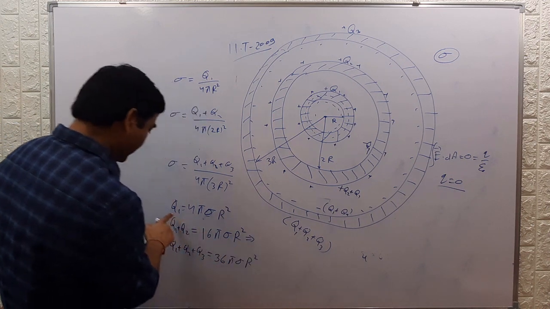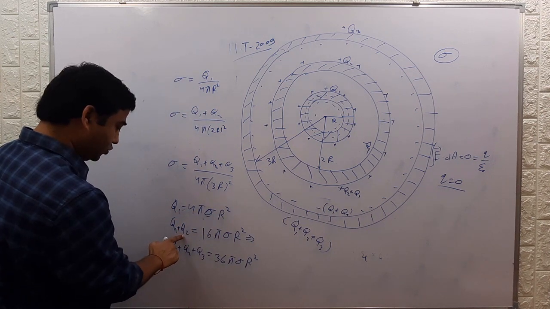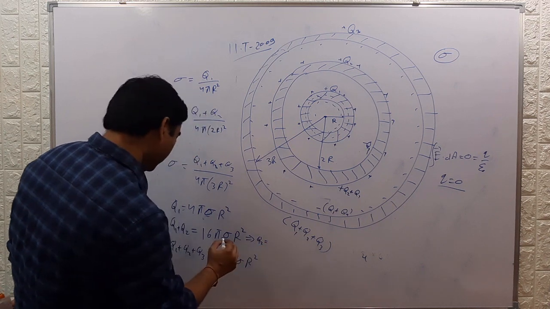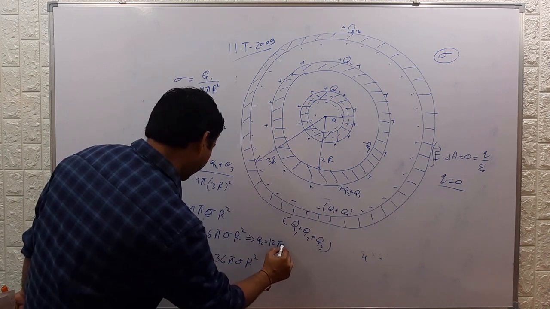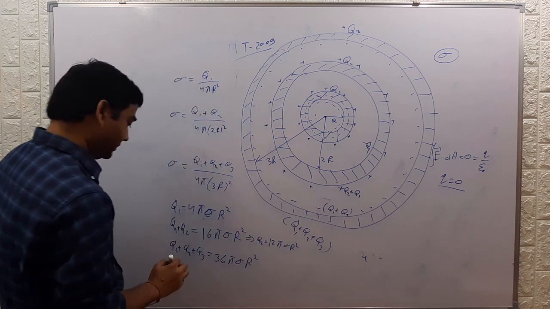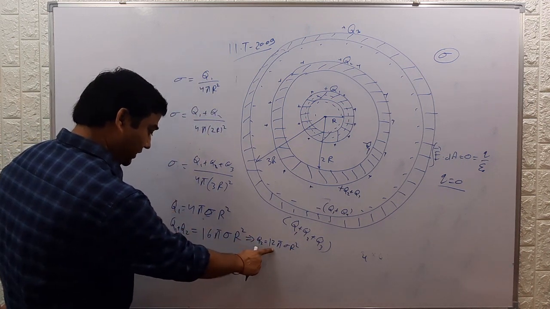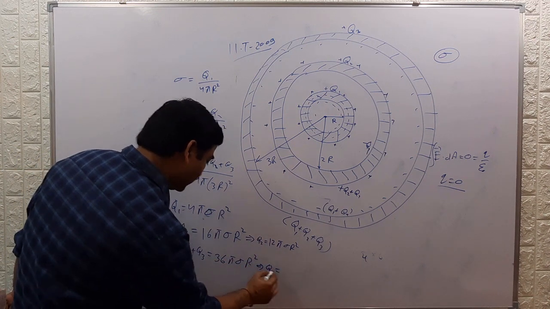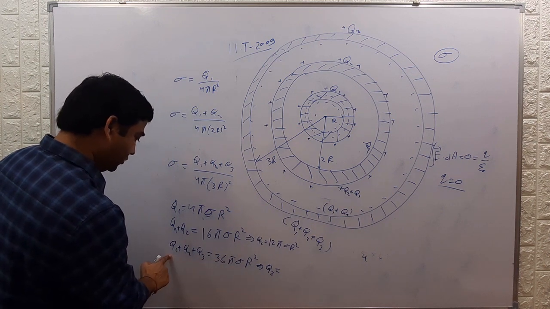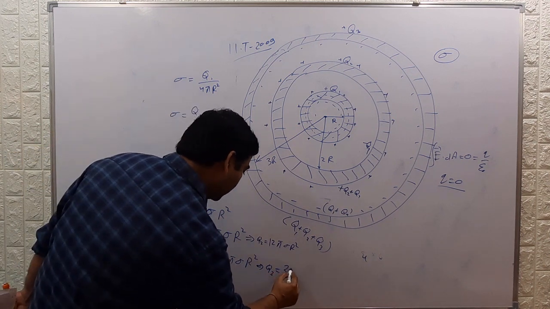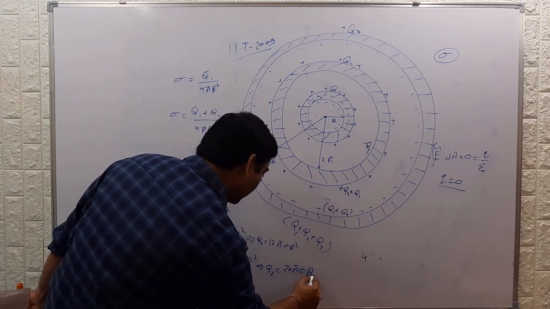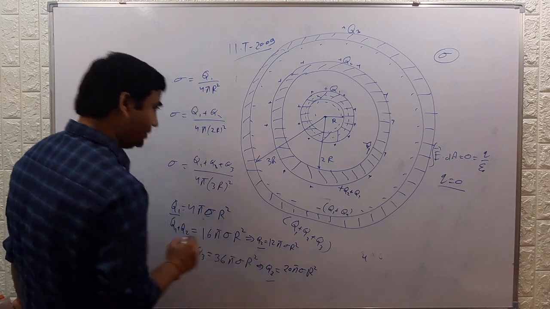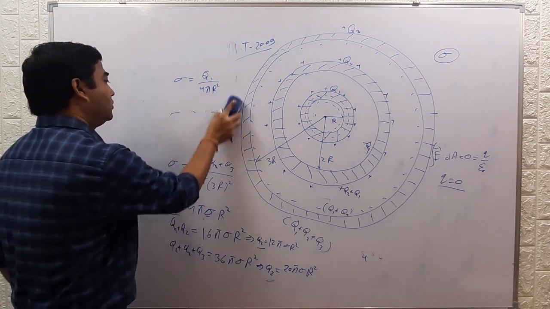So here you can find Q1 is 4 pi sigma r square. So this implies that Q2 is equal to 12 pi sigma r square. Q1 plus Q2 is 16. So Q3 is this minus Q1 plus Q2, that is 16. Q3 is 20 pi sigma r square. So you have found Q1, Q2 and Q3. Now you can find the ratio.